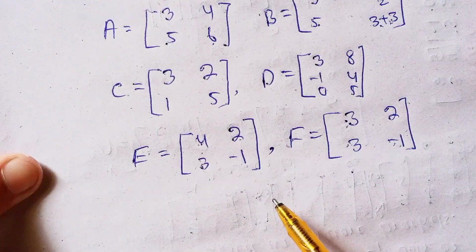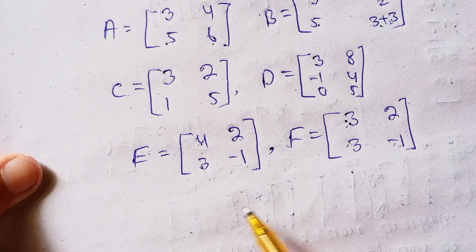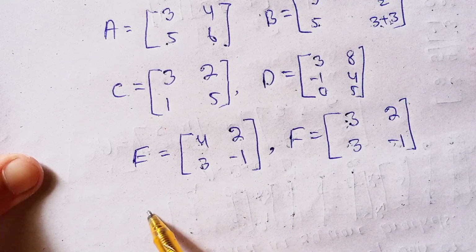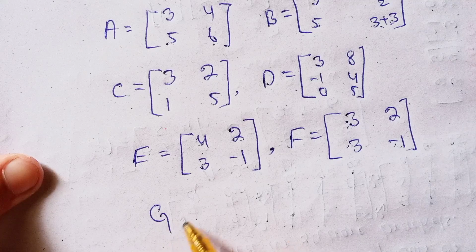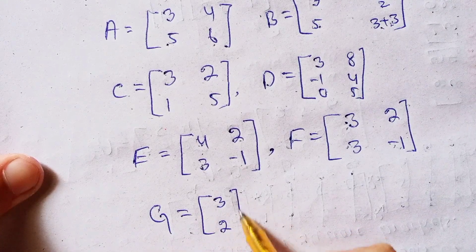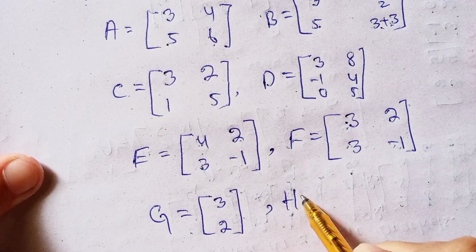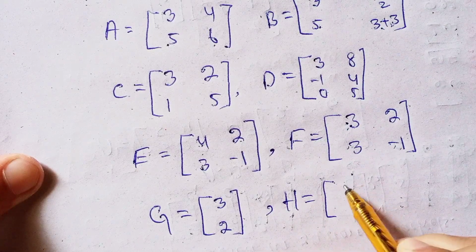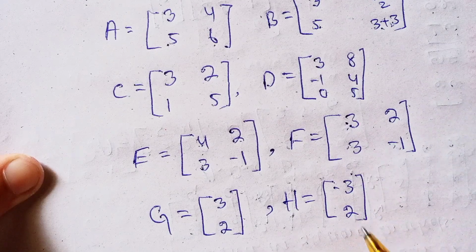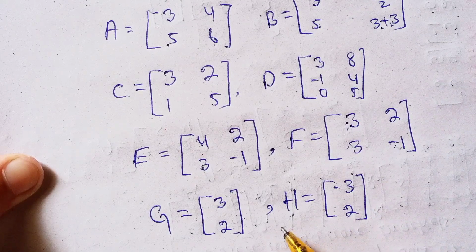Now dear viewer, I am gonna give you an example whether these two matrices are equal or not. So I am gonna give you G matrix, which contains the elements 3 and 2, and H matrix, which contains the elements negative 3 and 2. Whether these two matrices are equal or not, write your answer in the comment section.